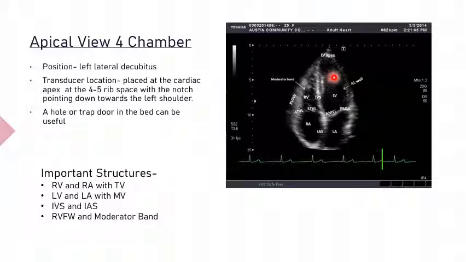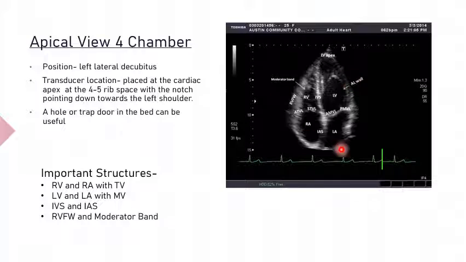Okay, the next major category we're going to go into is apical. And we will have the patient lay in left lateral decubitus, same as before, but we're going to place the transducer at the cardiac apex around the 4 to 5 rib space, and we're going to point the notch towards their left shoulder starting out. And to help get this view, it's a good idea to have a hole or trapdoor in the patient's bed.